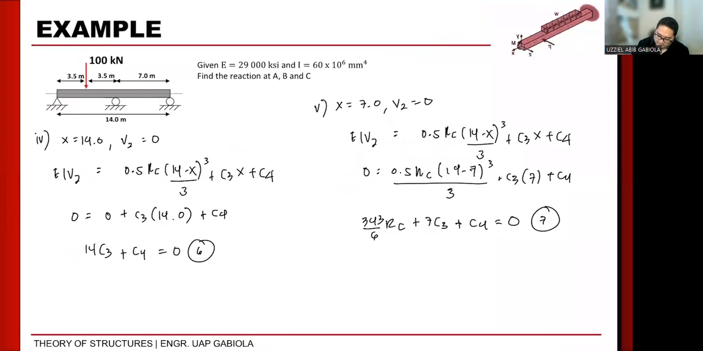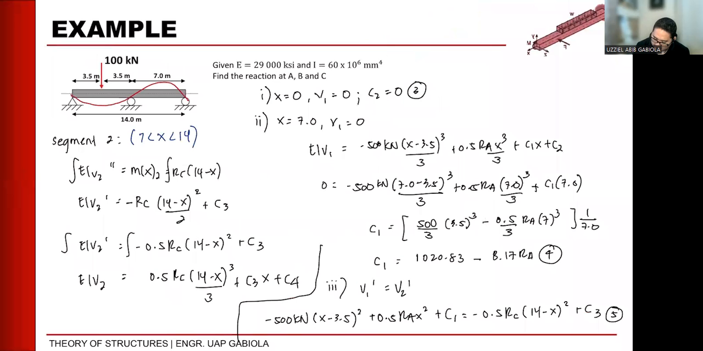Actually, yung fifth equation natin, pwede pala natin i-simplify pa, no? Kasi yung x value nito ay equals sa 7. So, pwede natin substitute yung value niya dito. Okay? So, let's do that.